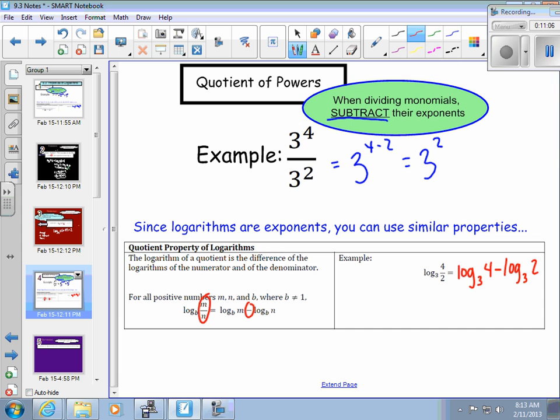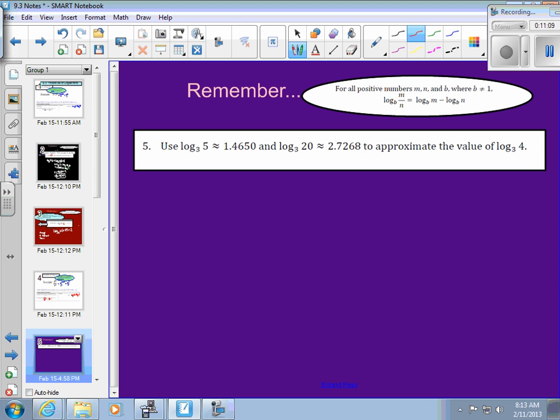So we're going to use this to also solve some different log problems. On number 5 on the back, they want us to go through and try to simplify this logarithm problem. It says use the fact that log base 3 of 5 is about equal to that, and log base 3 of 20 is equal to about that. Approximate the value of log base 3 of 4. Well, we got this 5 and 20. We know we could also write 4 as log base 3 of 20 divided by 5. 20 divided by 5 is the same as 4.